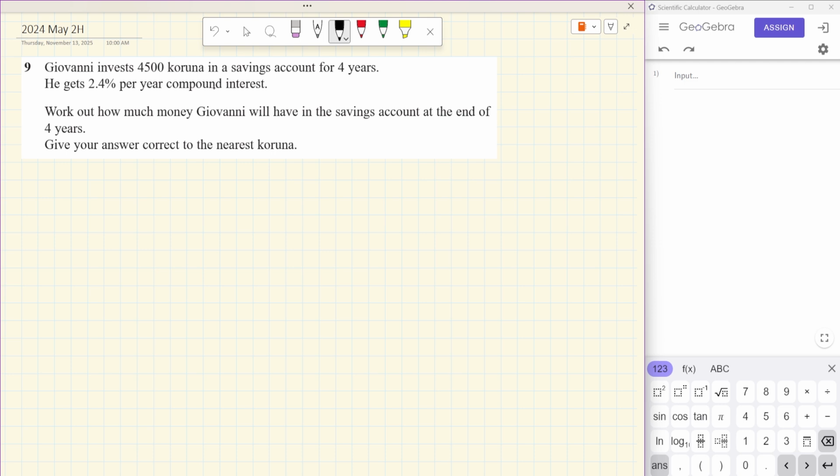Okay, this is compound interest. Then they have given a percentage. So as you know, this is percentage increase. So we need to find the new percentage. That is 100 plus 2.4. That is 102.4. We need to find the multiplier. So we need to write this one as a fraction. That is 102.4 over 100. That means 1.024. This is the multiplier.